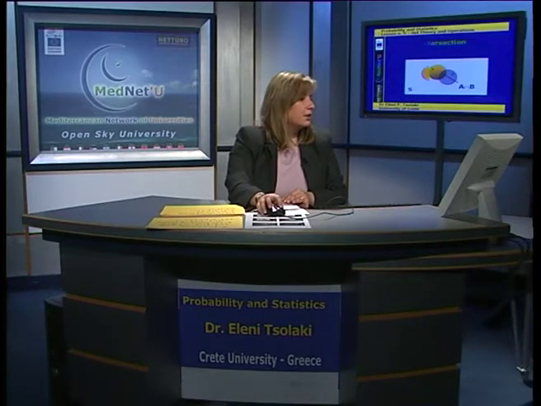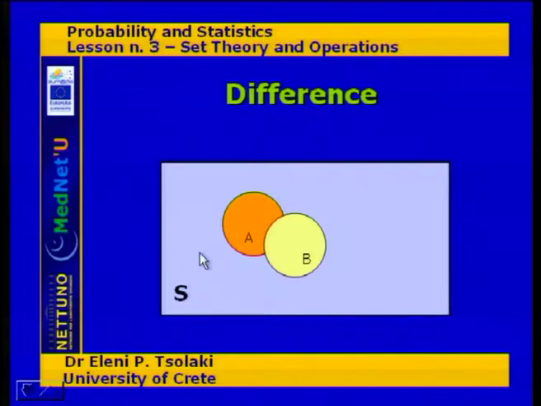Now we are going to see what the difference is. Again, we have our sample space, events A, and event A and event B. If we have the difference of event A minus event B, we actually mean the part of event A, the elements of event A that do not belong in event B. So we actually have the event A, and we have to take out the elements that belong in their intersection.